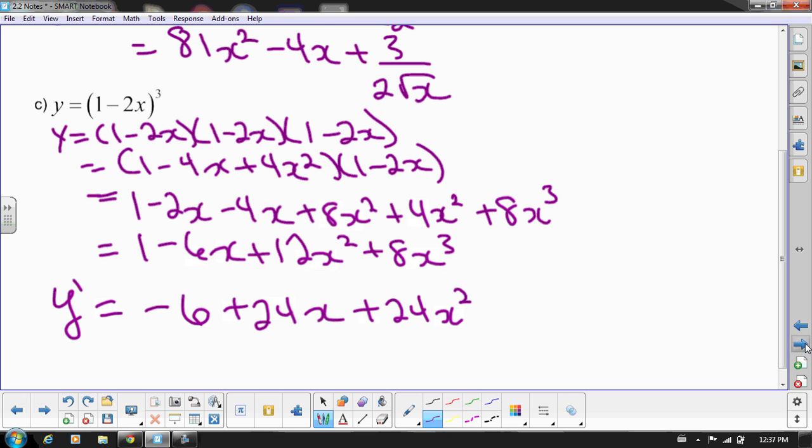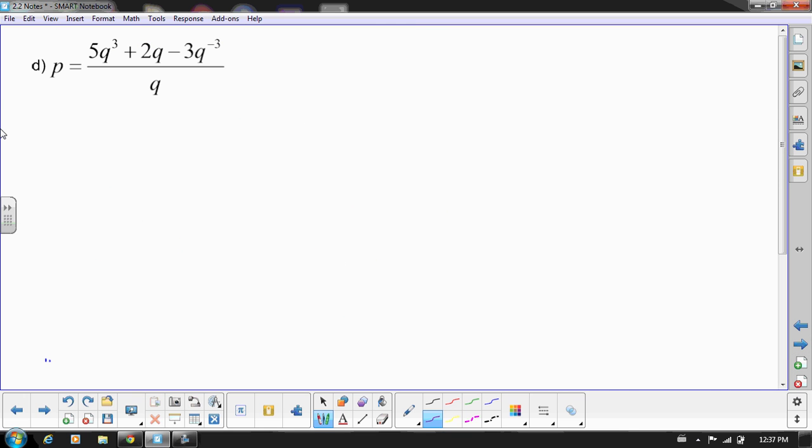So not very difficult. Here the hardest part was actually doing the expansion so we could use our power rule. Now, this one right here, again, I'm going to simplify it because we don't have a formula for a rational expression yet. We will be getting one a little bit later on, but for now, I'm going to simplify it. This means q is divided into everything. So this becomes 5q squared plus 2 minus 3q to the negative 4. So I use my exponent rules.